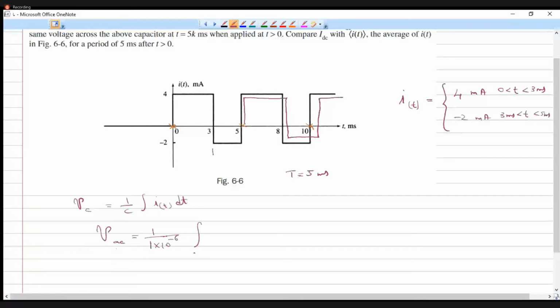so first let us find the voltage across the capacitor at t is equal to 5 millisecond. I can label this as VAC of 5 millisecond, or VAC at t is equal to 5 millisecond. Now that will be equal to 1 by C, which is 1 into 10 power minus 6, integral 0 to 5 I of t dt.